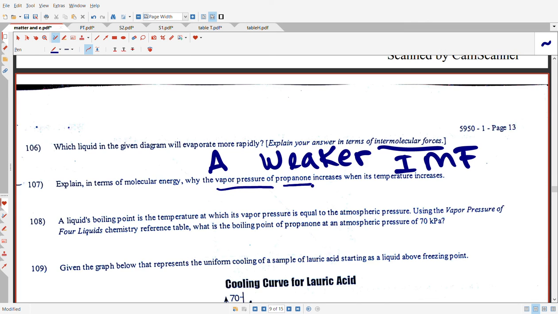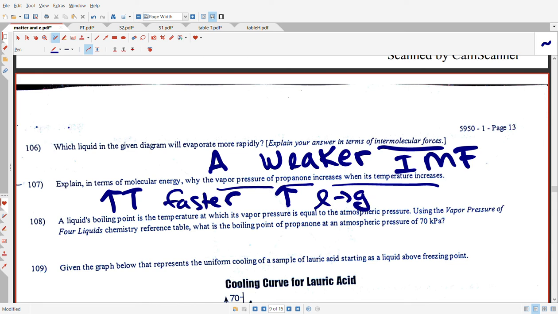Why does the vapor pressure of propanone increase when temperature increases? Because when you have an increase in temperature, the particles move faster. And if the particles move faster, you're increasing the amount going from liquid to gas. You're increasing the pressure. It's a direct relationship. If the temperature goes up, the pressure goes up. You could even just say it's directly related.